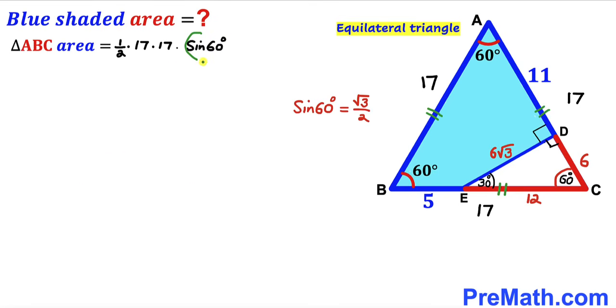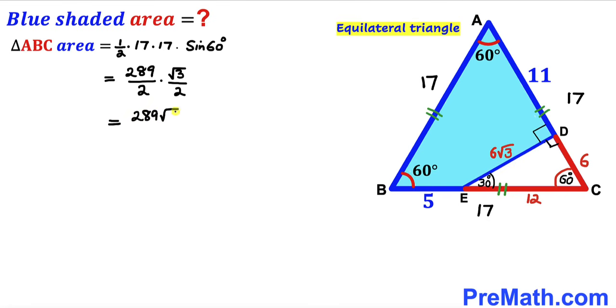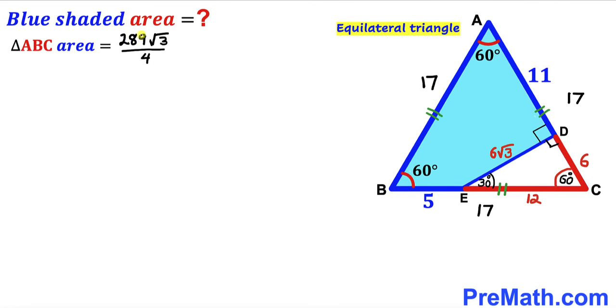And now we know that sine of 60 degrees is always square root of 3 divided by 2. So therefore I'm going to replace this sine of 60 degrees with the square root of 3 divided by 2. And likewise, if we multiply all these numbers, that is going to give us 289 divided by 2. Let's multiply and simplify. That is going to give us 289 times the square root of 3 divided by 4 square units. So thus the area of this triangle ABC turns out to be 289 times square root of 3 divided by 4.